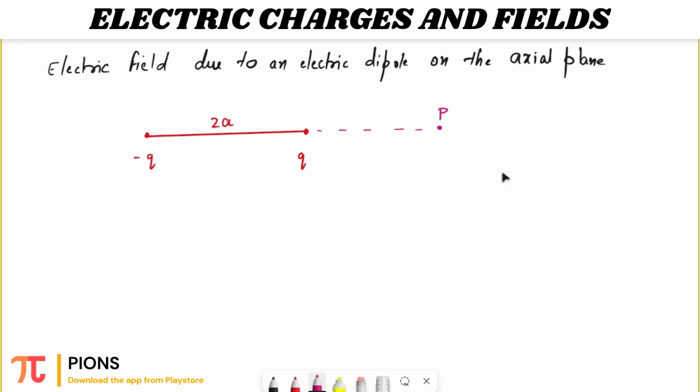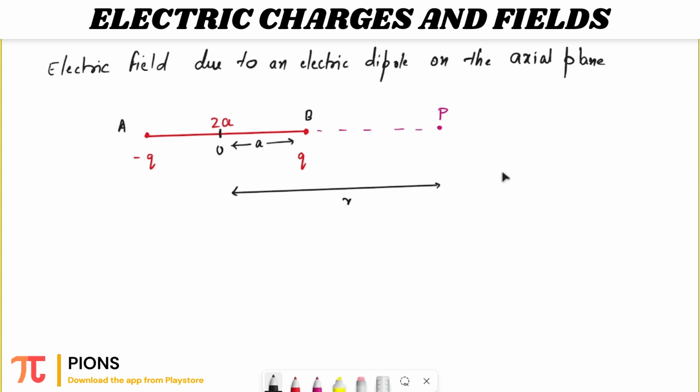What is important here is that for this point P, the distance we will take is from the center of the dipole. So this gap is our R. This is our center. Let's call this point A, this point B, and this one O. OB is nothing but a, and AO is nothing but a.